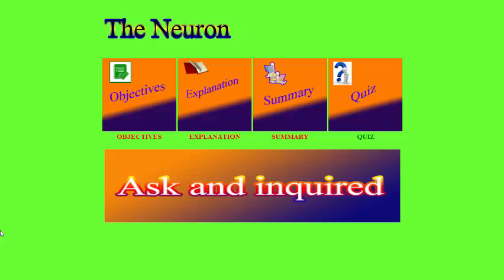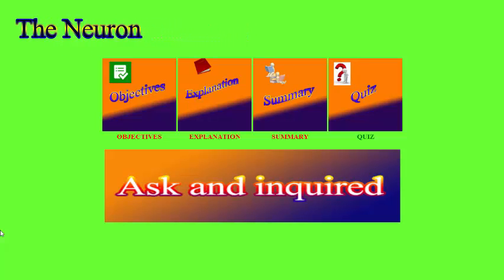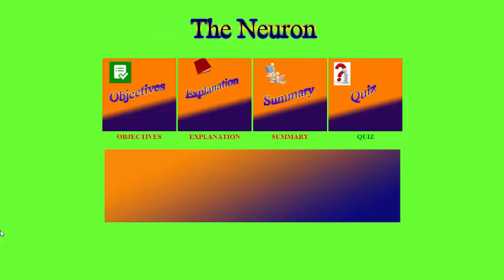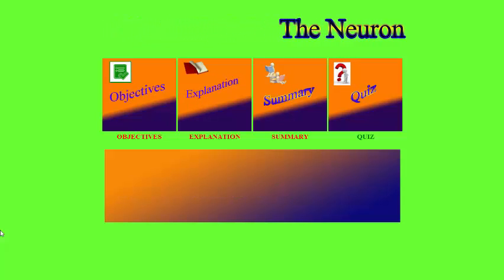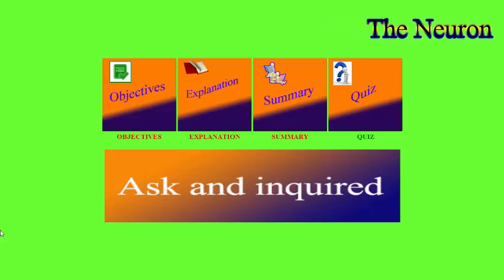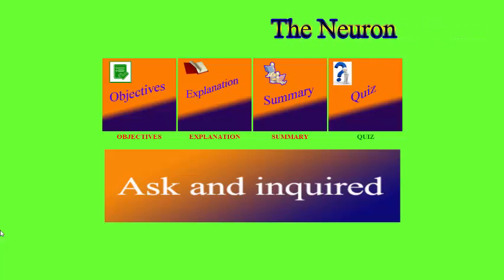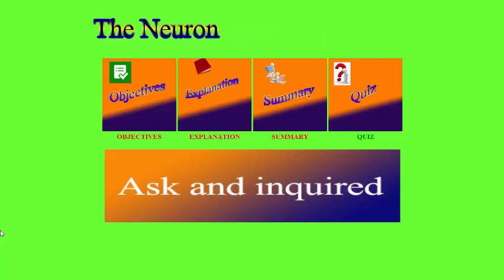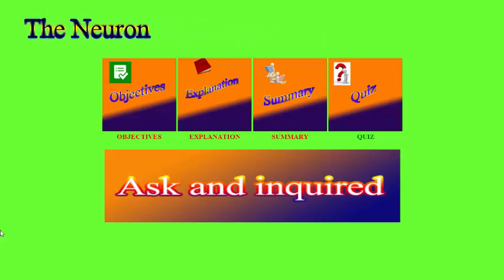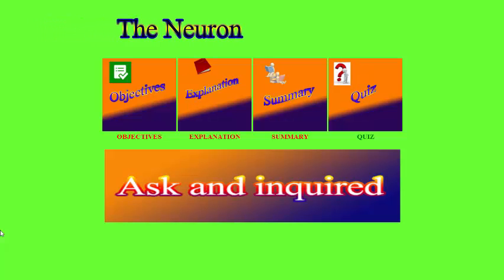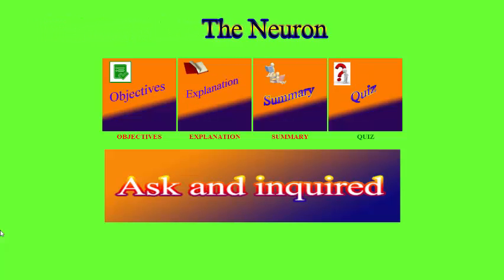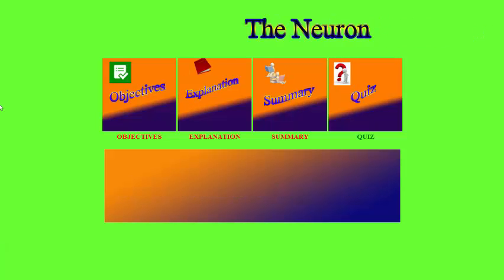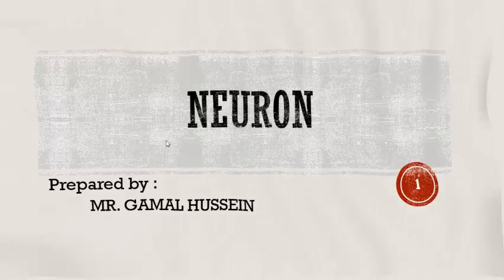Dear students, today we are going to talk about a very important structure in our body. This structure is responsible for sensation, what is called the neuron. But before we talk about the neuron, we first should learn the objectives from studying the structure of the neuron. Let's see these objectives.